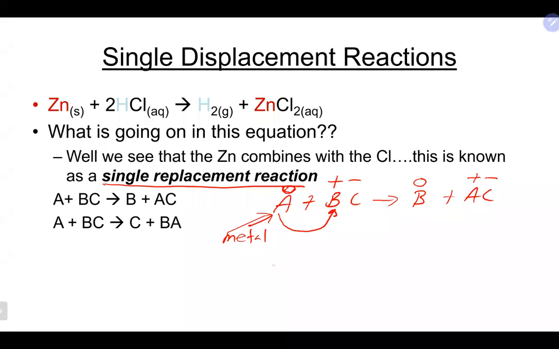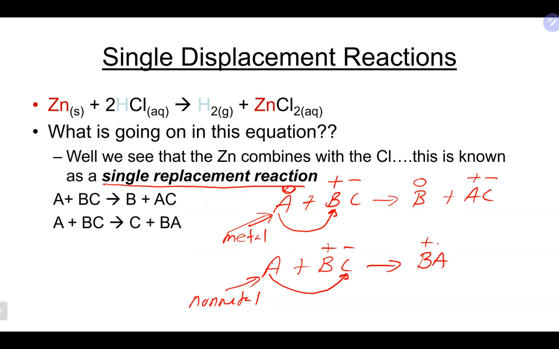You could also do this with a non-metal. This is a positive negative guy, and this is a non-metal. Non-metals do not have a charge to begin with, but when they do get a charge, they get a negative charge. So it'll come in and kick out the negative guy in this case. We'll make a new ionic compound. And again, that negative guy will come out by itself with no charge.